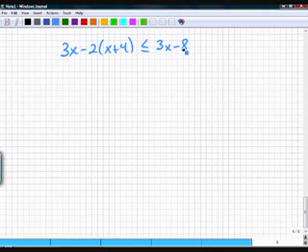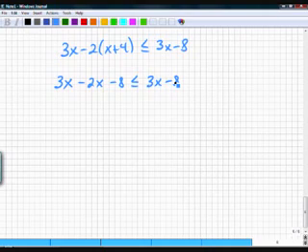Let's see. Brandon, step 1, what would you do? Stay awake so you'll know. What would you do? Hang on a second. Grant. By not 2, negative 2. Good job. So we have 3x, negative 2x, negative 8 is less than or equal to 3x minus 8. Questions?